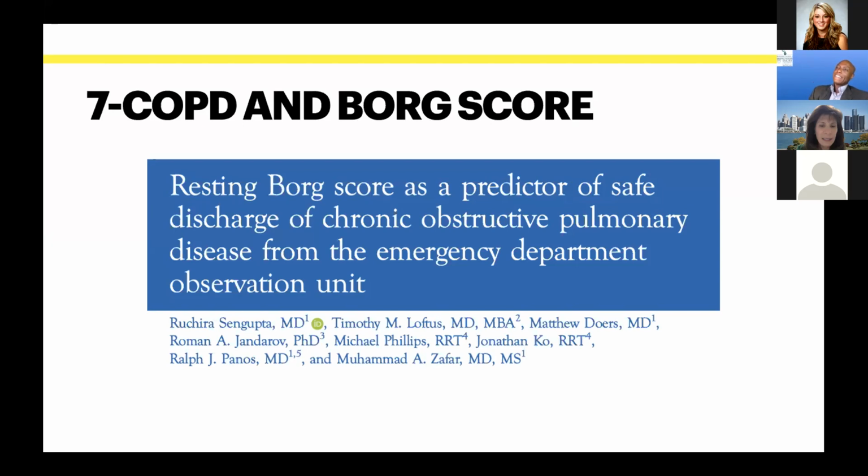So Margarita talked in her COPD talk about the Borg score. And I think this is one of a long line of local QI projects, us all striving to find the right fit for our COPD patients, to see who are the best ones to select to come to the OBS unit, where we know they're going to go home and fit that 80% discharge in 15 to 18 hours rubric.